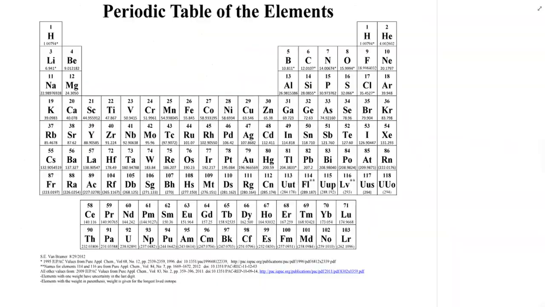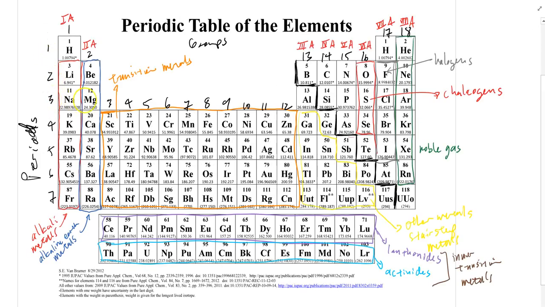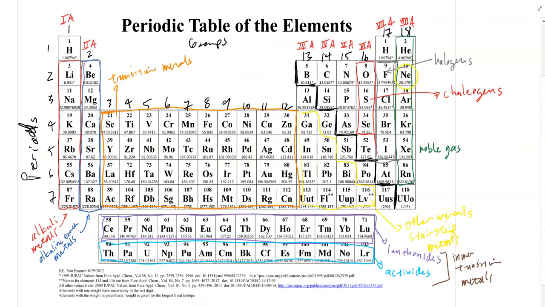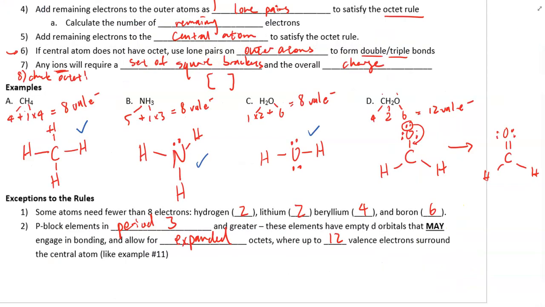If you look at a periodic table, we're talking about period 1, 2, 3. Actually, let me look at the other one. It's already marked up. Period 1, 2, 3 and greater. So that means this one and physically located below on the periodic table, not above. That's not what it means by greater. And the other part is this: we're talking about the p block elements, which are over here on the right side. Any of these will be able to have the expanded octet.